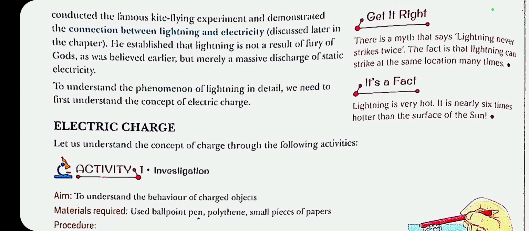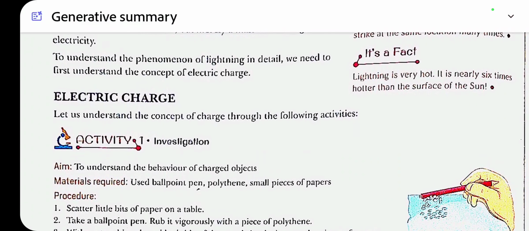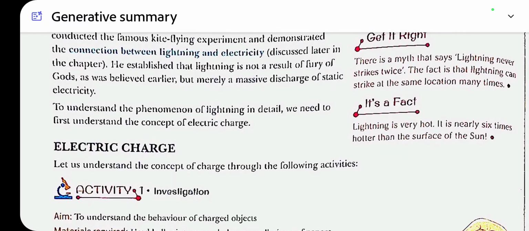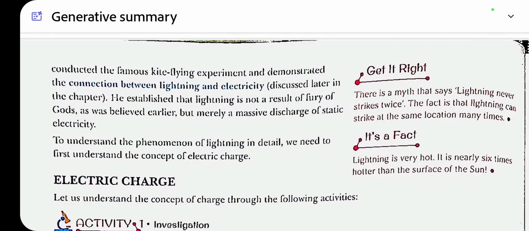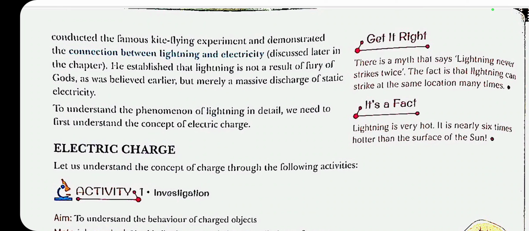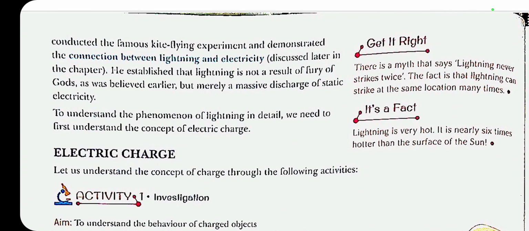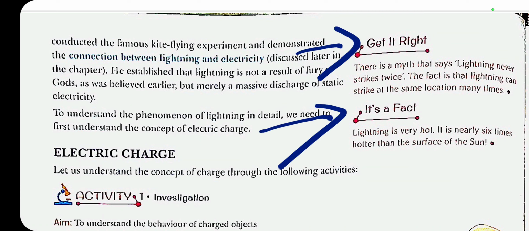To understand the phenomenon of lightning in detail, we need to first understand the concept of electric charge. But before that, we'll read the Get It Right and It's a Fact. Get it right: there is a myth that says lightning never strikes twice. It is called a myth because it's not true, it's false. Lightning can in fact strike at the same place many times.